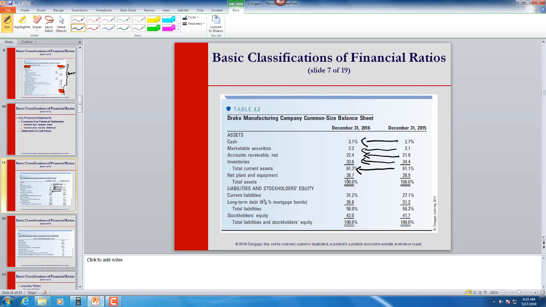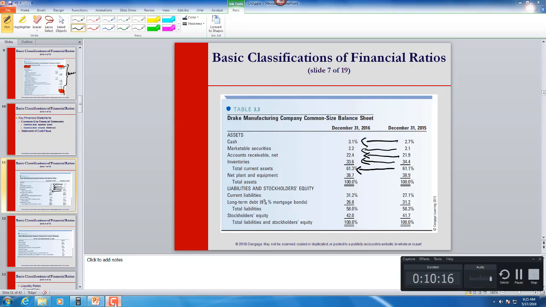Now if you look at current liabilities, they have gone up quite a bit, from 27 to 31, which is a 4% change, whereas long-term debt actually has come down. But if you look at total liabilities, it has roughly not changed much since the last time. If you remember, it's roughly been around 58.3 to 58, which is negligible.